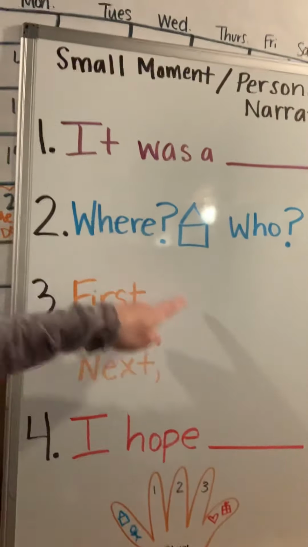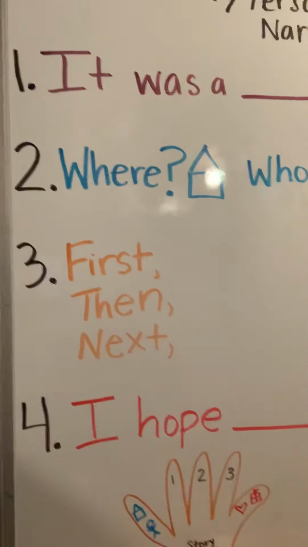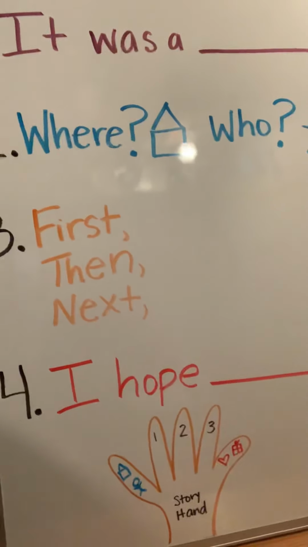After you've got those two parts, the beginning of your story ready, then you get to the middle of your story where the action happens, where the stuff happens. So here's some connector words that you can use for the action or the middle stuff. You can say, first this happened, then, next. And that's where you get to tie in the juicy details about what's happening in your small moment or personal narrative.